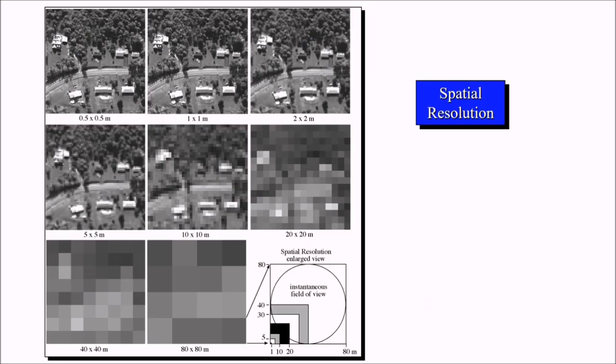So this is again an example of spatial resolution. You see 0.5 meter, how clear it is, and this is 80 by 80 meter. So what we are talking about here is instantaneous field of view and spatial resolution in large view. So you have 80 by 80. Then this one is 5 meter by 5 meter. And if you are able to see this minute point, this is 0.5 by 0.5. So how clear it is. So this is your instantaneous field of view. This is the spatial resolution.